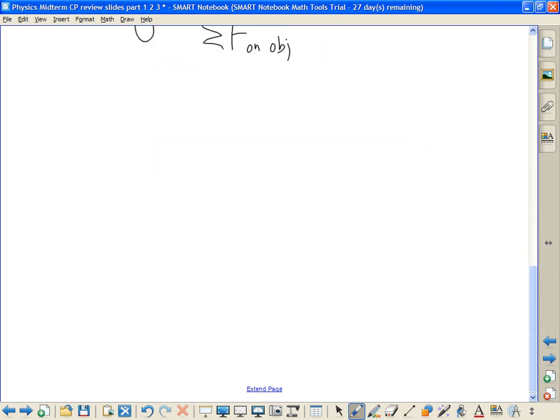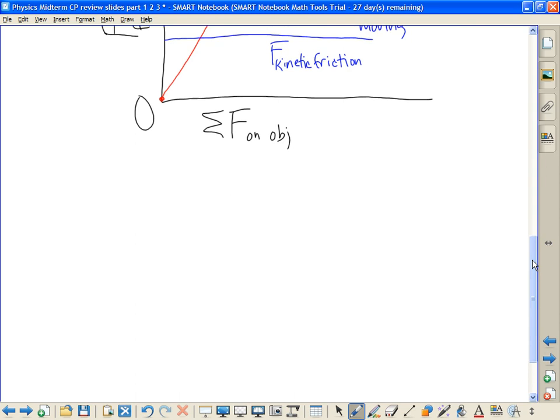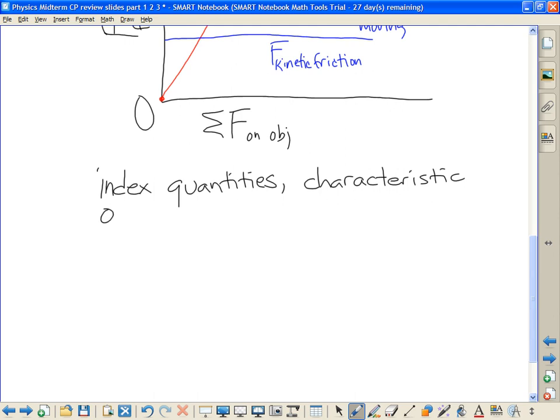And since we're doing so great here, let's review the index quantities concerning friction. These are characteristic of the two materials in contact.